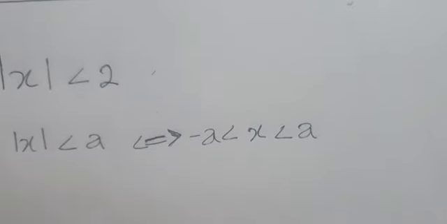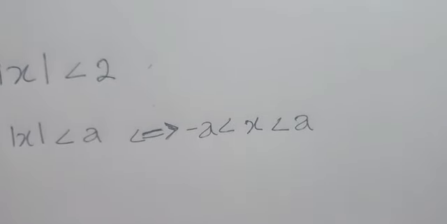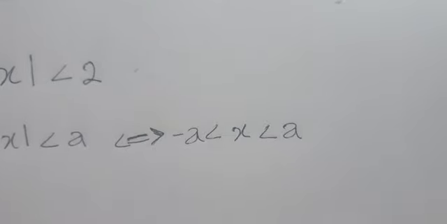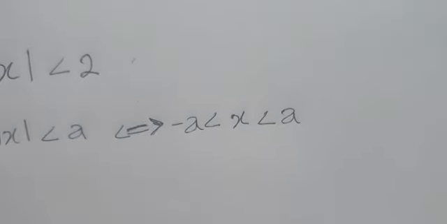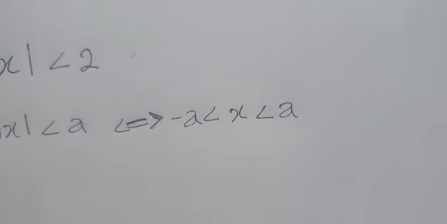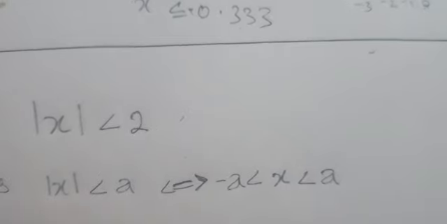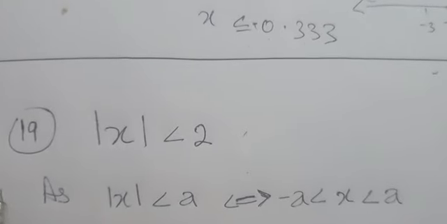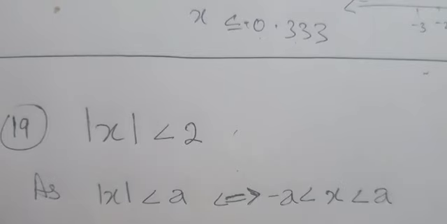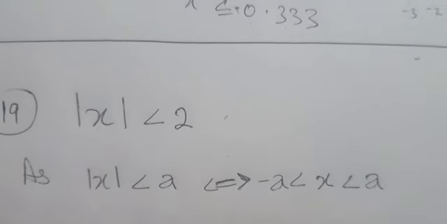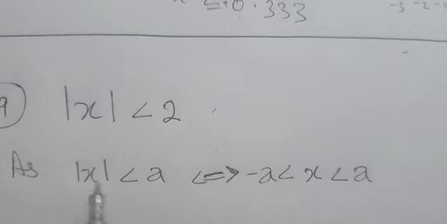Okay, in this lecture I will solve a few problems from the exercise related to lecture slides, absolute values and intervals. So there we are given question number 19. Question number 19 is absolute of x strictly less than 2. There we will use these properties of the absolute.